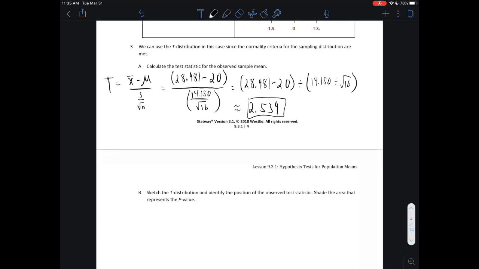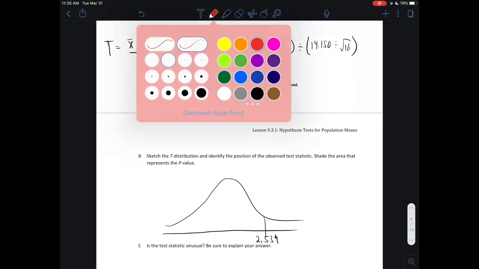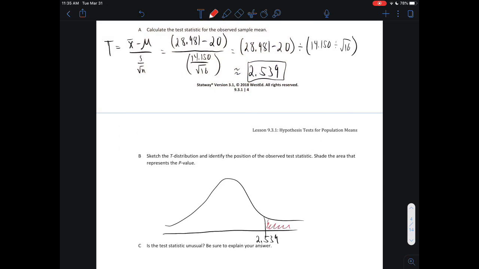Part B, sketch the t-distribution and identify the position of the observed test statistic. Shade the area that represents the p-value. This is just like that picture that we have up above. It's something that looks like a normal distribution. Our t-statistic is on the right because it's positive, so that's 2.539. And then the shaded area for the p-value, that's the area to the right.